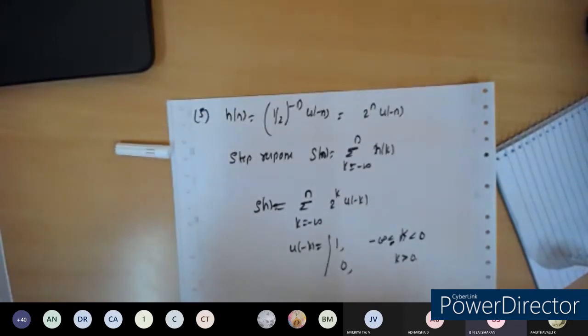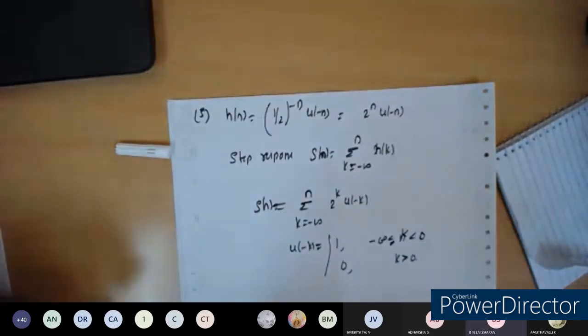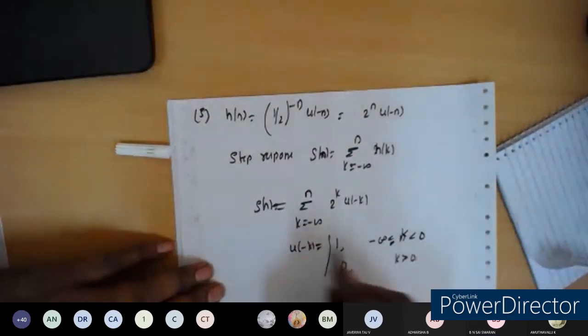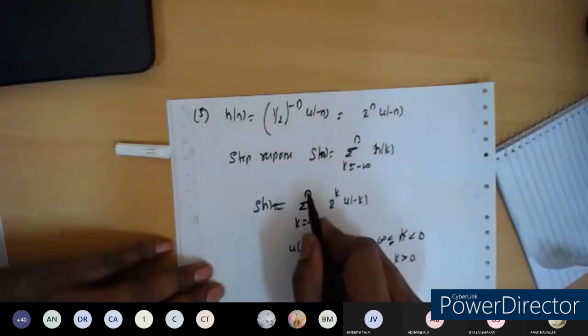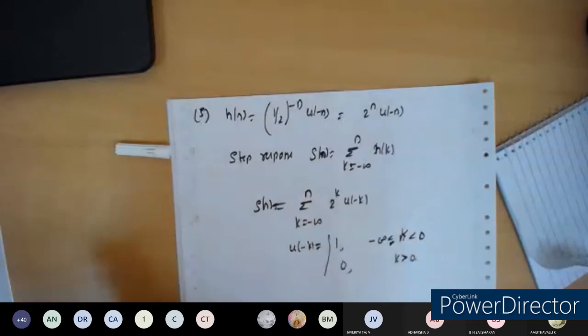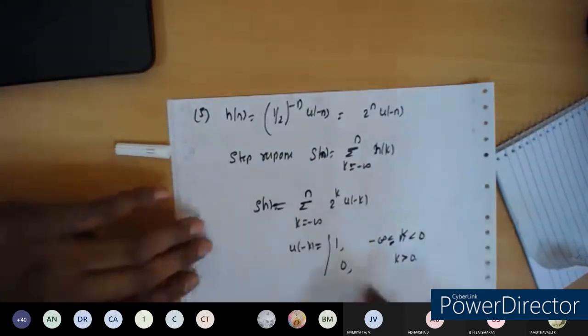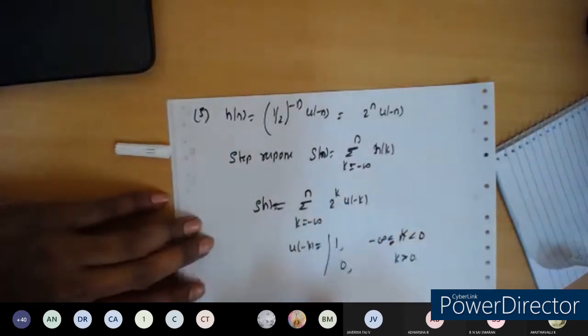Yes, sir. So now k can take the value from minus infinity up to 0. Here k can take the value from minus infinity up to n, so that n should be less than 0 here. So in such case, what you are going to do is, we are going to take some formula here. So the formula is like this here. As per this one, the formula will retain same here.